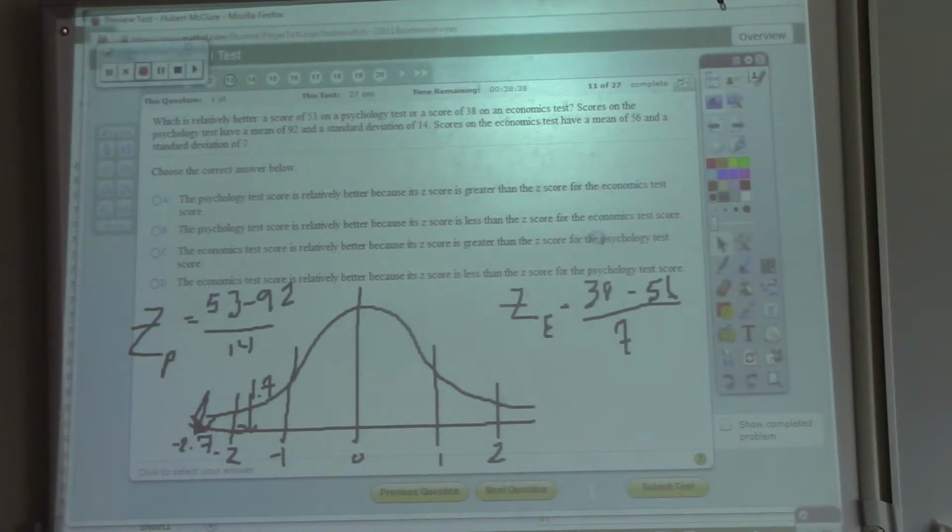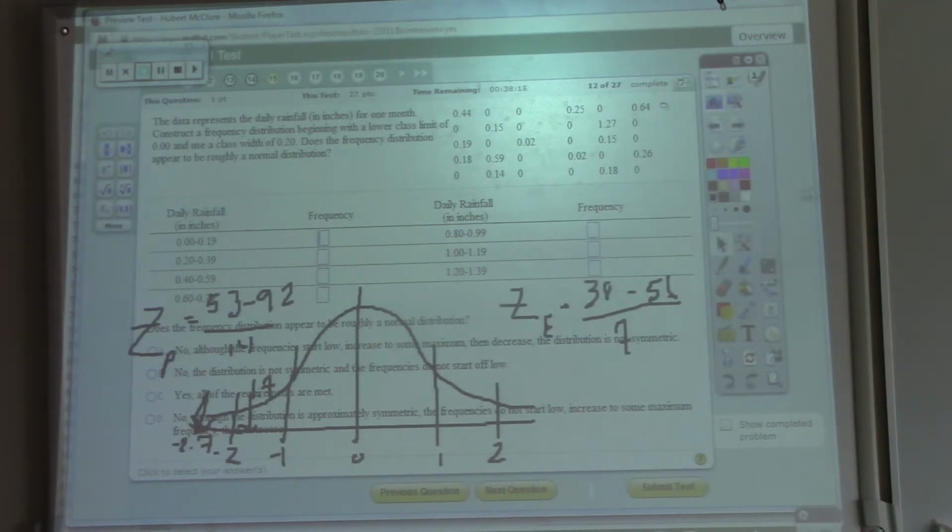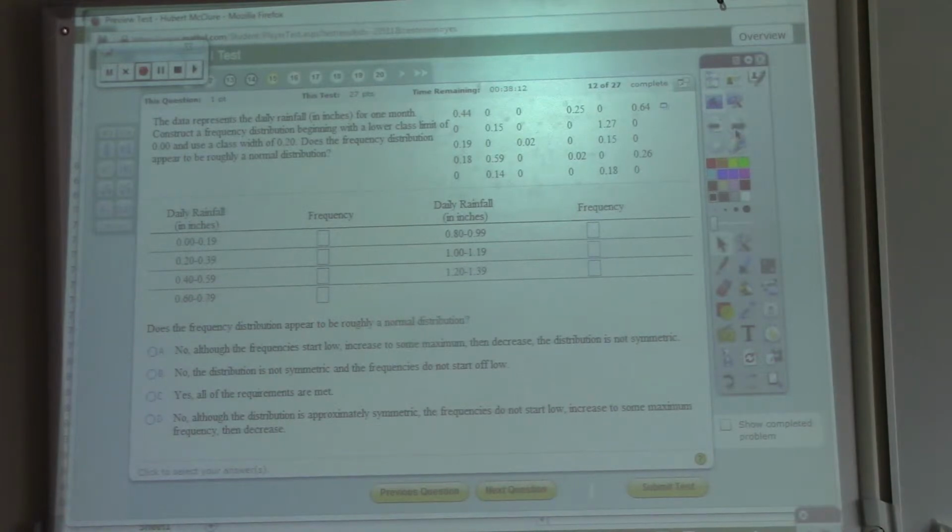Because the Z-score for the economics test score is what? Let's see. That's greater. Because it's right here and the psychology test is down here. This test question should not be missed. Because all you got to do is count.